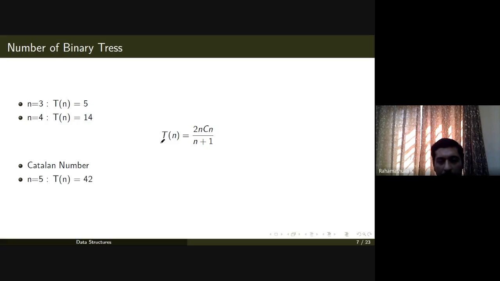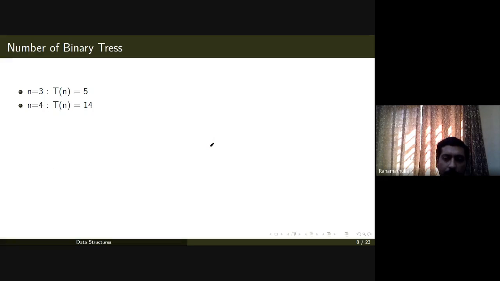This can be written as a formula like this: Tn is equal to 2n choose n divided by n plus 1. This is known as the Catalan number. By using that, you can say that for n equal to 5, you can generate 42 different binary trees.